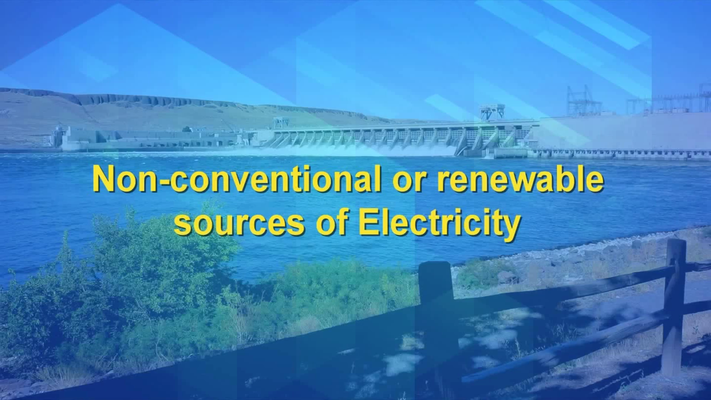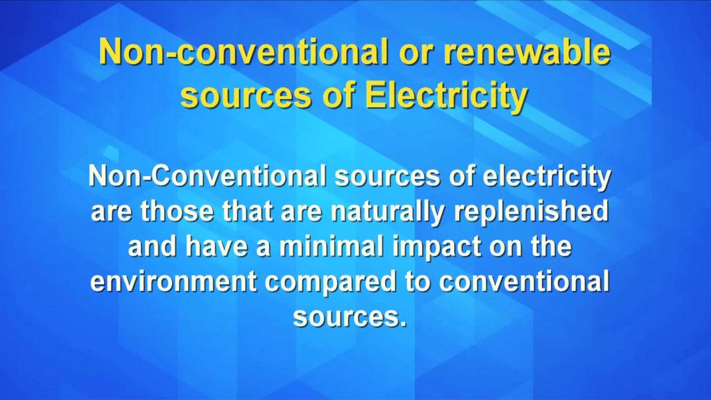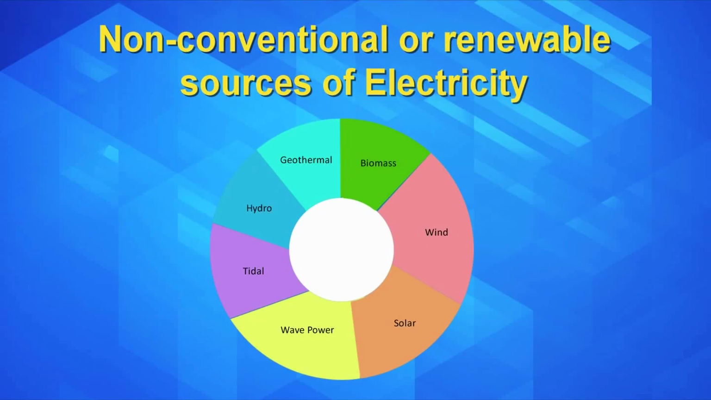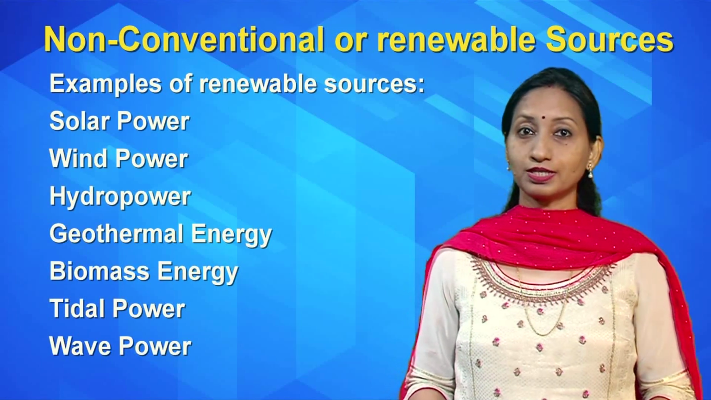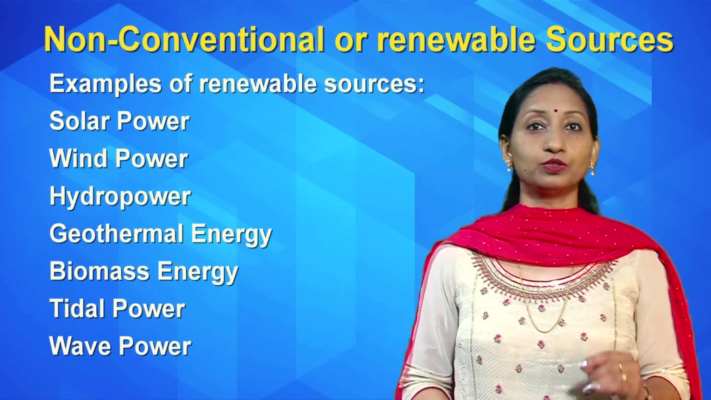Now, non-conventional or renewable sources. Non-conventional or renewable sources of electricity are those that are naturally replenished and have a minimum impact on the environment compared to the conventional sources. These sources do not produce greenhouse gases. Replenishment rate of renewable sources is higher than they are consumed. Example of few renewable sources of electricity are solar power.